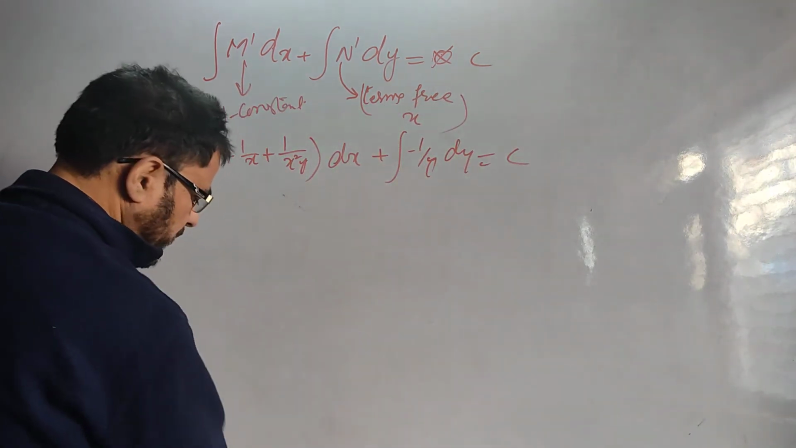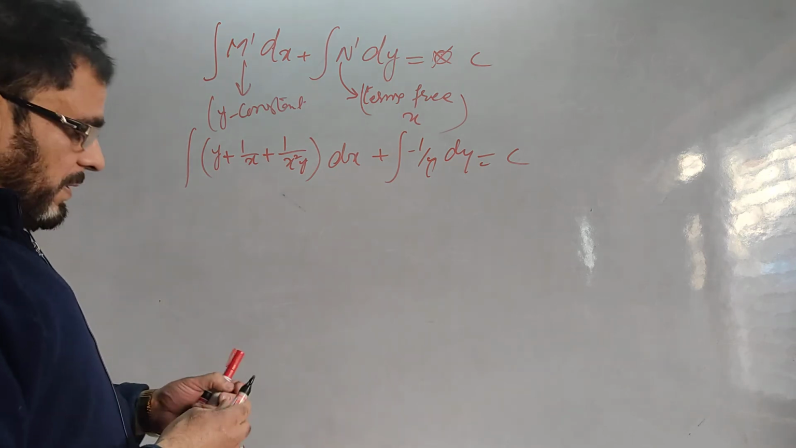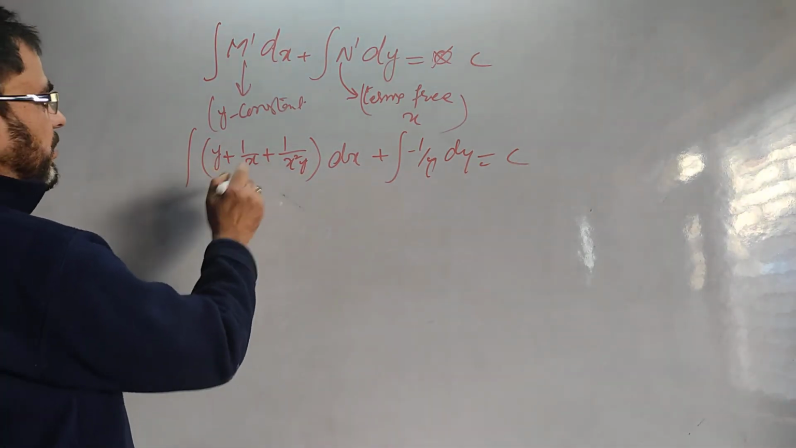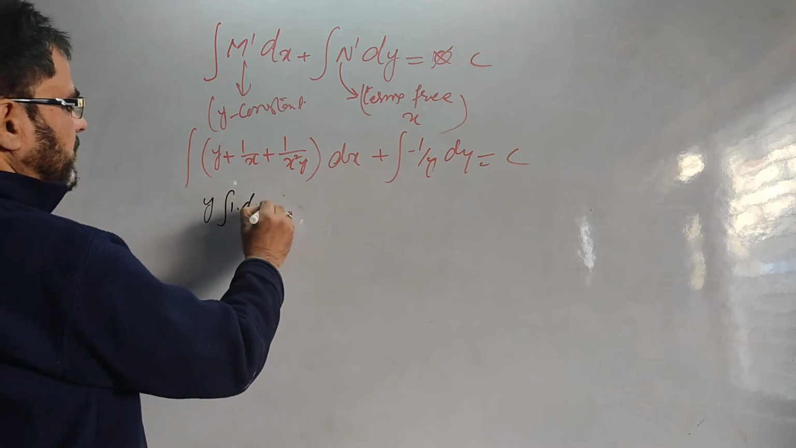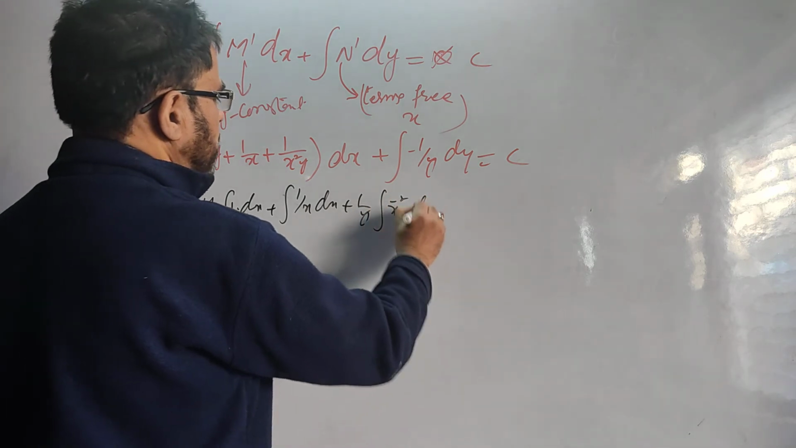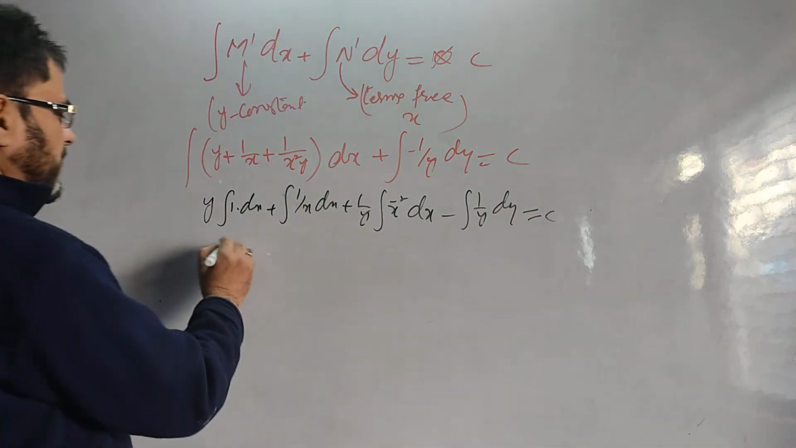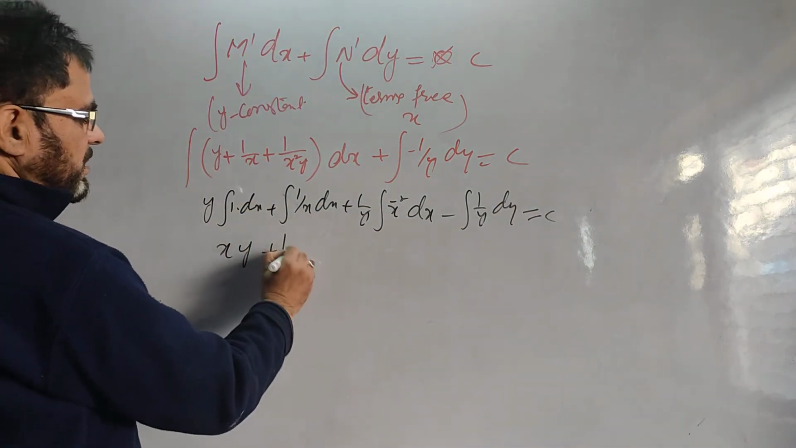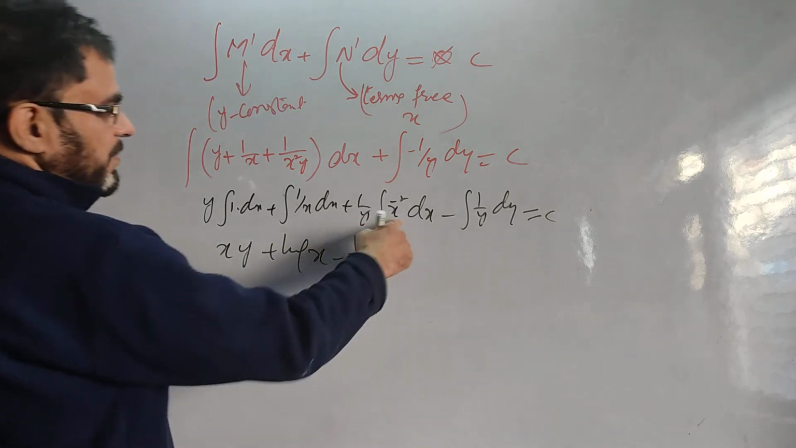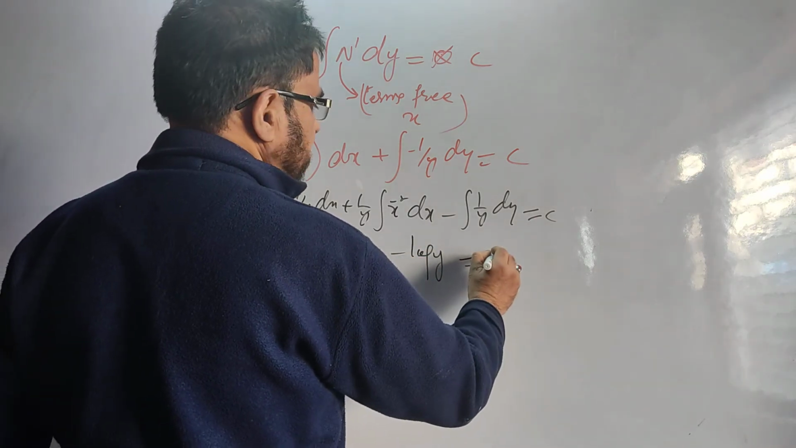So this is how we convert the given differential equation which is not exact. Treating y as constant, it is y integral of 1 with respect to x plus integral of 1 by x dx plus 1 by y integral of x raised to power minus 2 dx, minus integral of 1 by y dy is equal to c. This you can write xy plus log x minus 1 by xy, when you integrate x raised to power minus 2, minus log y is equal to c.